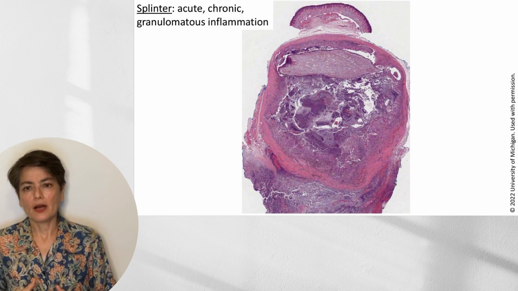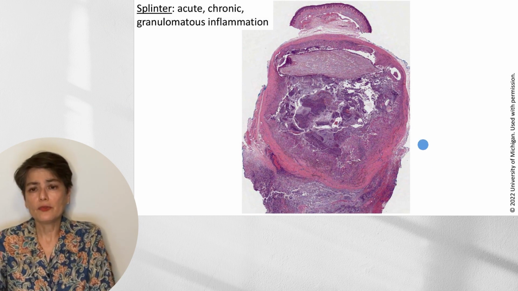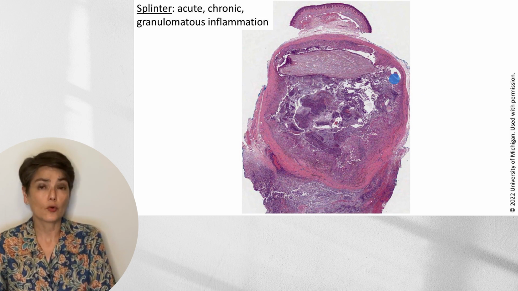Now, here we have an example that I also show in the acute inflammation video. And one of the reasons here is again to highlight that we can get acute and chronic and even granulomatous inflammation in the same location. So this is a splinter recognized here by some vegetable matter. Here is the overlying skin. Here is an abscess that's been formed.